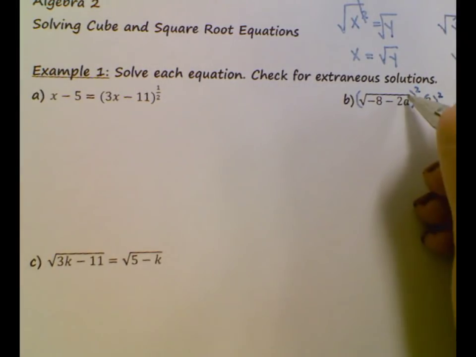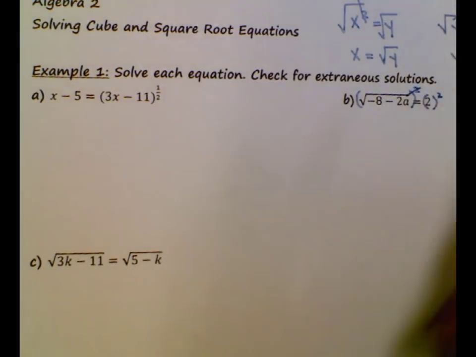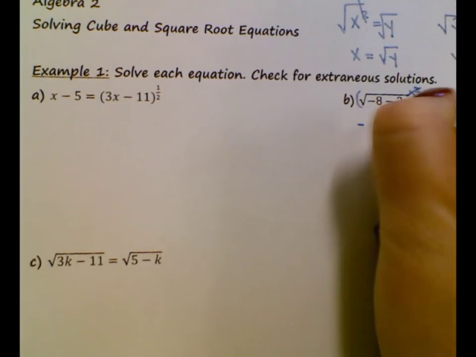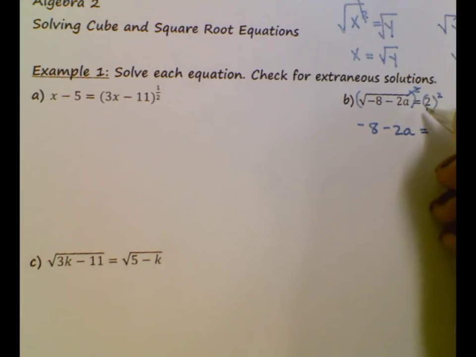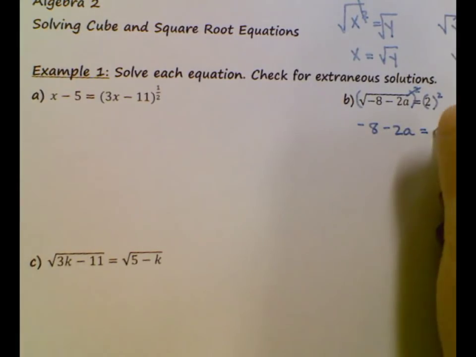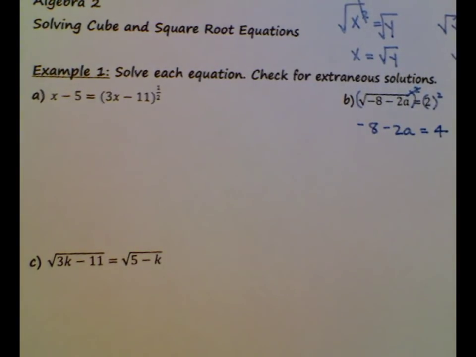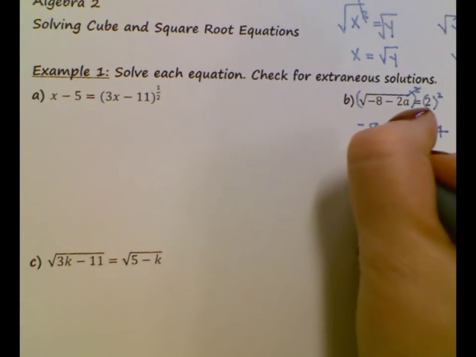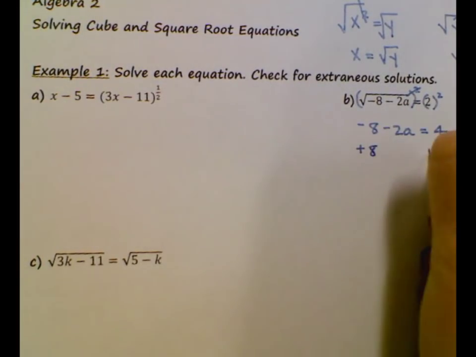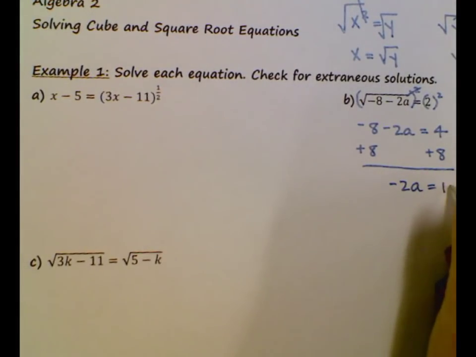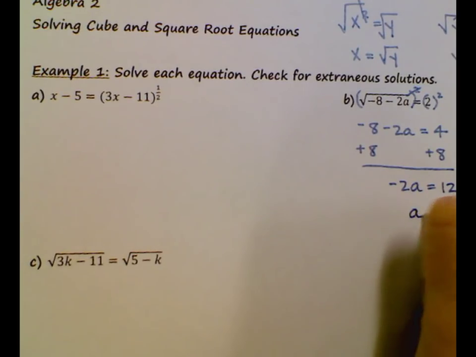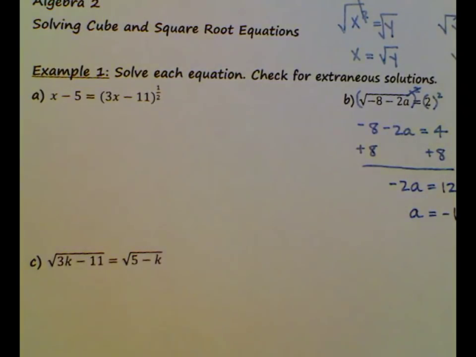So, what happens is the square root and the square cancel out. And over here, you just have negative 8 minus 2a. Over here, you have 2 squared, which is 4. Now, you just solve this like a regular math equation. So, I'm going to add 8 and add 8. And I'm going to get negative 2a is equal to 12. Divide by negative 2, and you get negative 6.